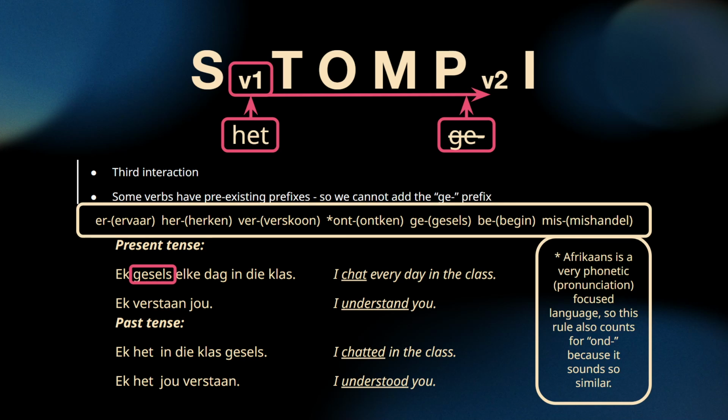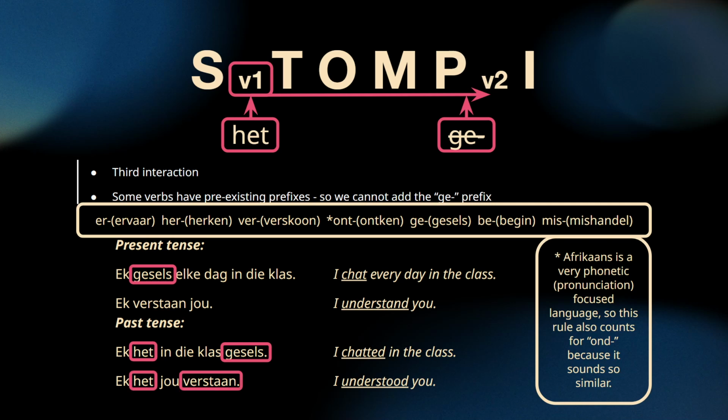Back to our examples. In the present tense, ek gesels elke dag in jou klas. So I can see that verb gesels has a prefix ge. So when I add het into my sentence to indicate that it is past tense, and I move gesels into the second verb position, I'm not adding another ge to it. I'm just keeping the verb the same.